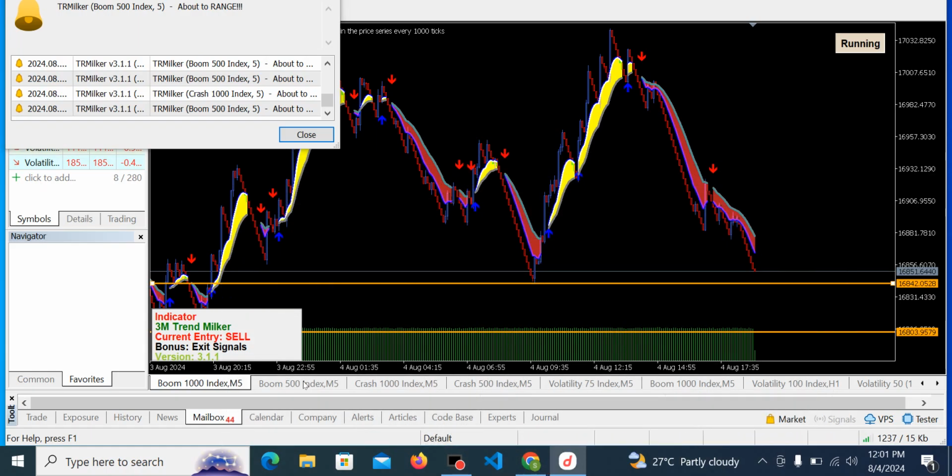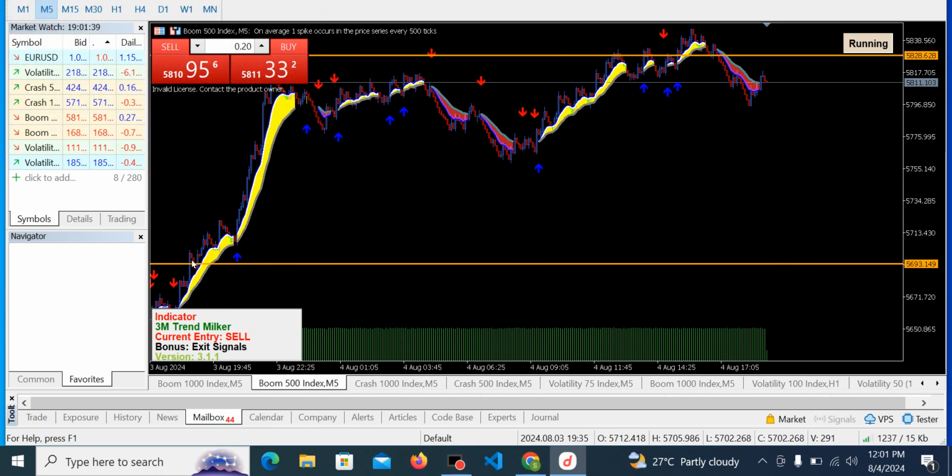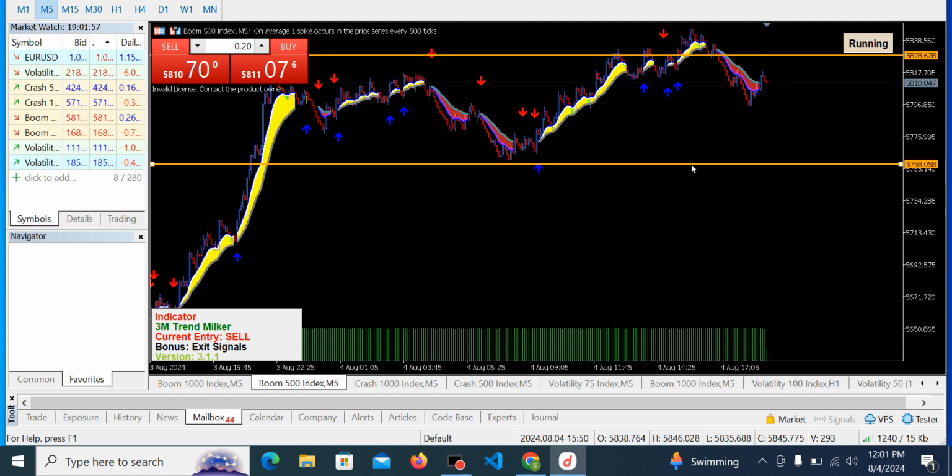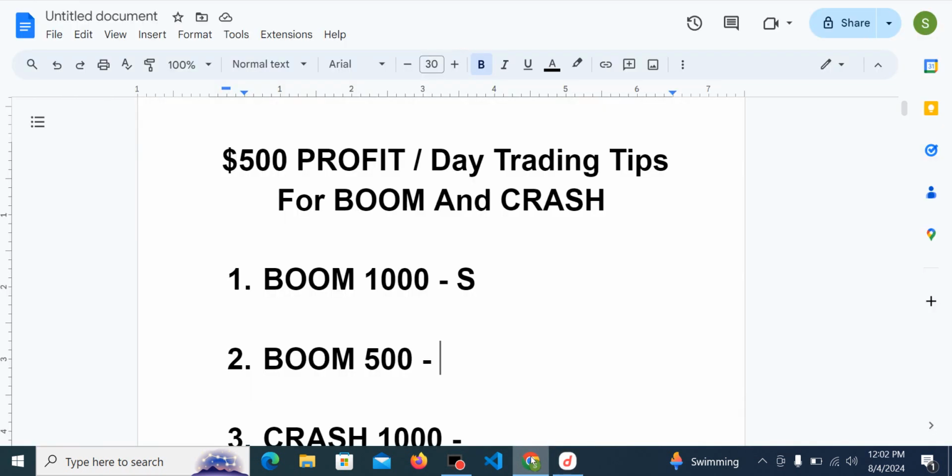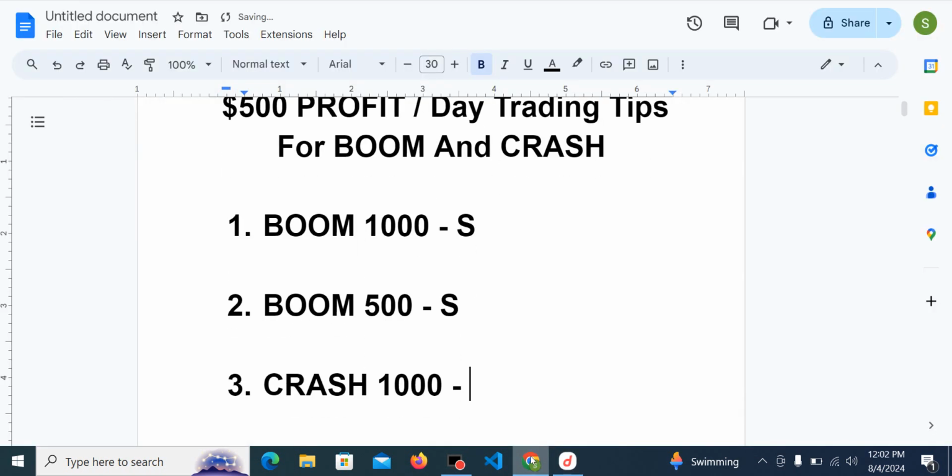Next asset is going to be Boom 500. Boom 500 had been on an uptrend for long. It had made an attempt to go back on a downtrend, but was unable to go for long before pulling back again. This time around it is making another attempt to go back on a downtrend, so it is on a downtrend at the moment. But once it breaks out below this particular support zone, then it's going to sell more. So this is going to be more of a selling opportunity than a buying opportunity.